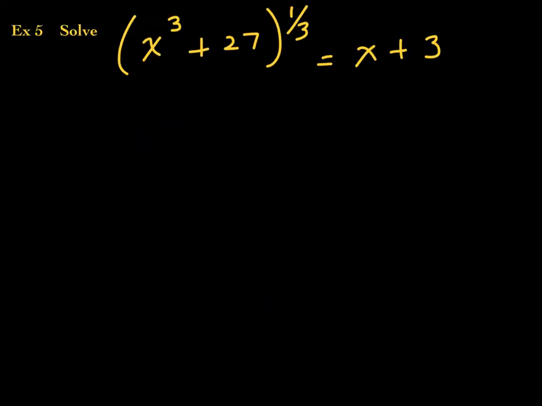Next example, you have x cubed plus 27, all of that raised to the power of 1/3 is equal to x plus 3. Some of you might be thinking, wait a minute, we're supposed to be solving radical equations. Where's the radical? Well, we learned in a previous lesson that a rational exponent can be rewritten with a radical. So I'm going to rewrite this as x cubed plus 27, all of that underneath a cube root.